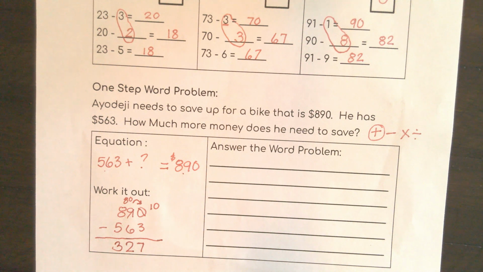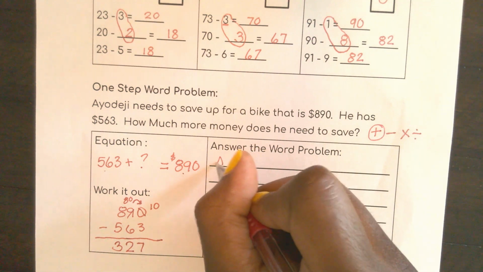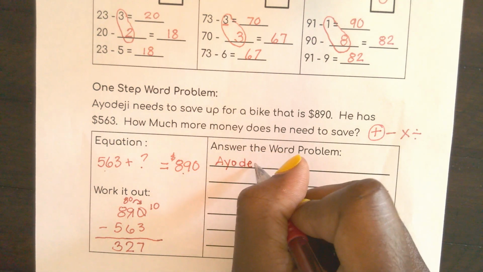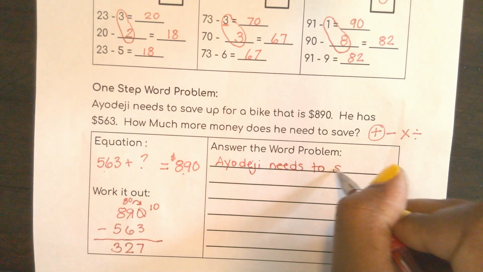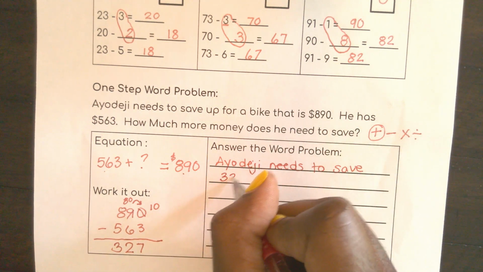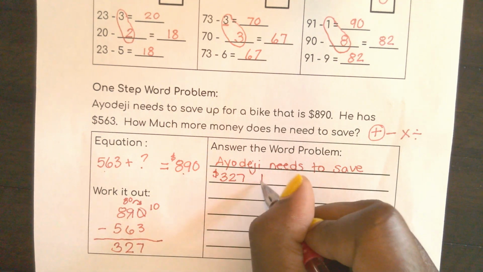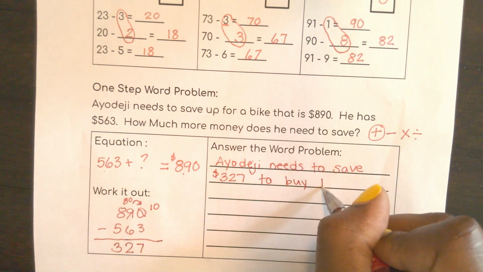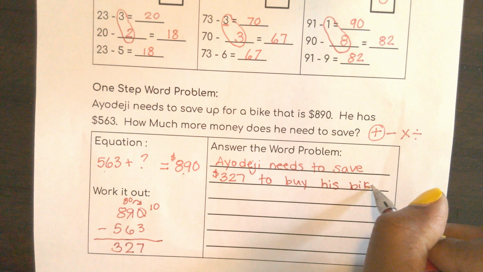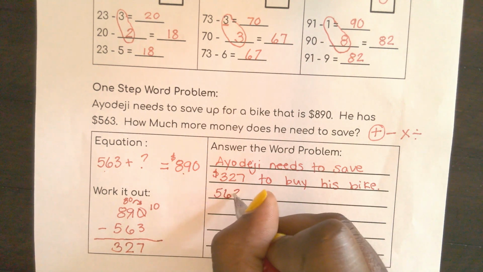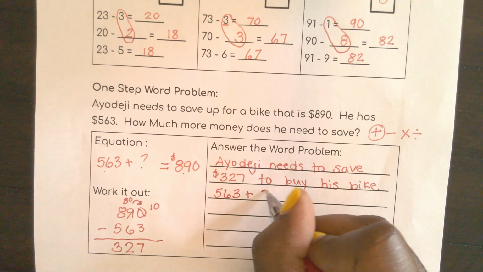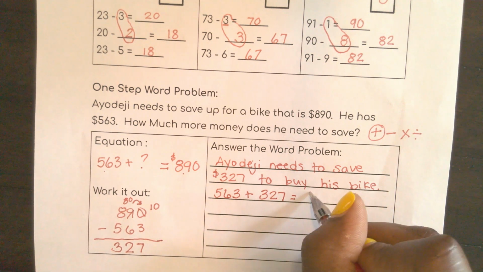So how much more money does he need to save? I would say Ayodeji needs to save $327 to buy his bike. If you wanted to add to that, you could. You could say 563 plus 327 equals 890.